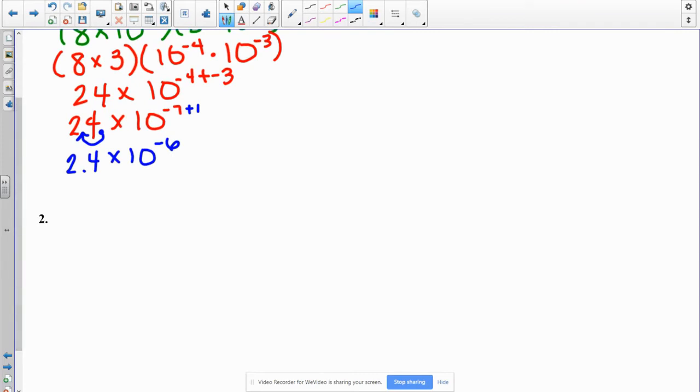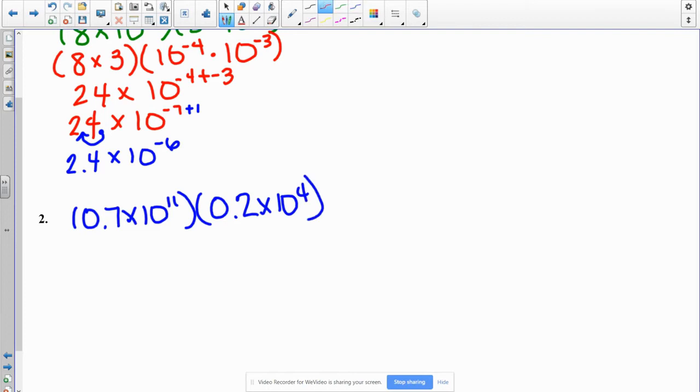Next example, let's take 0.7 times 10 to the 11th and multiply that times 2/10 times 10 to the 4th. Step 1: multiply the mantissa. So I'm going to write this out.